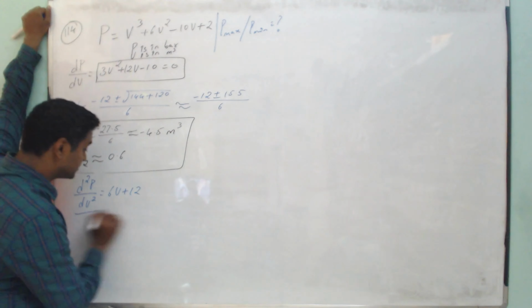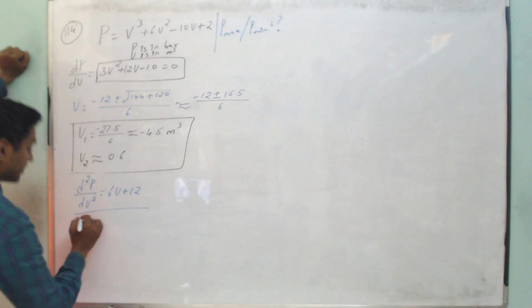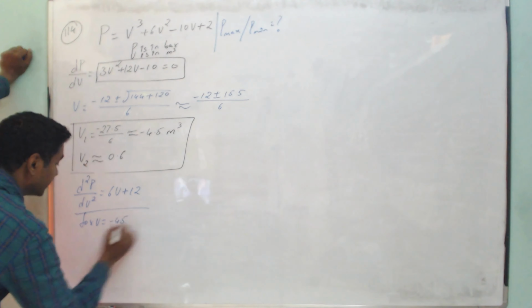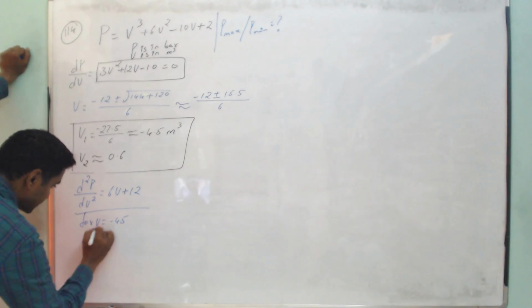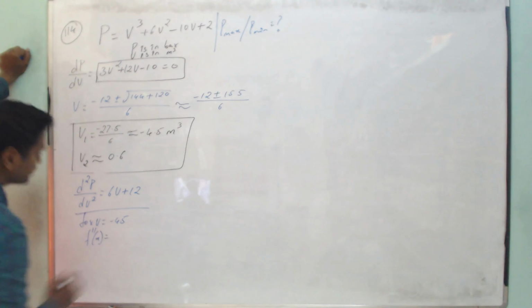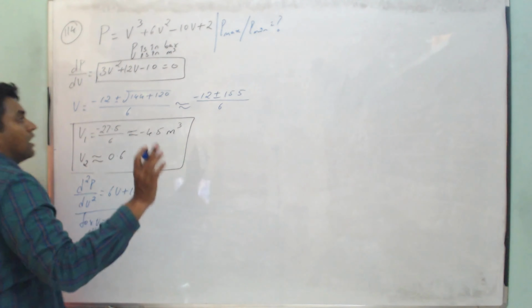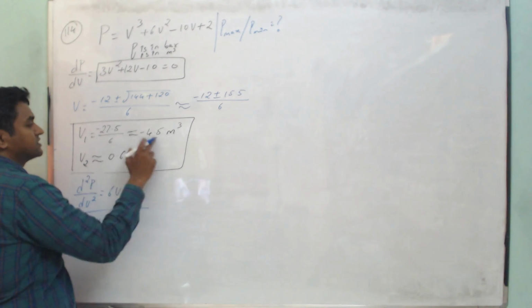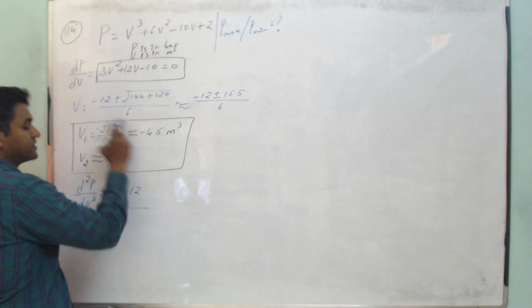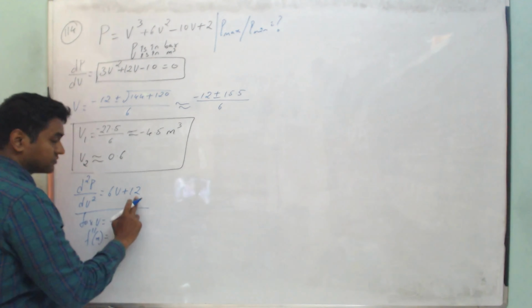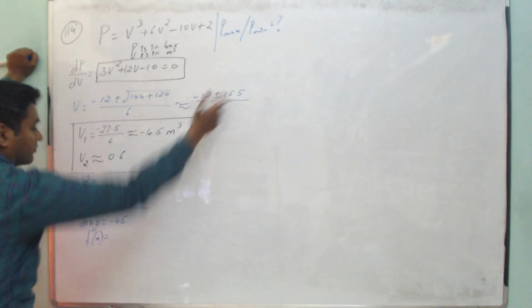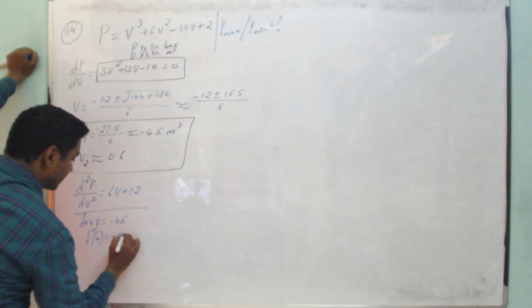Now, to know which is a maxima and which is a minima, what will I write? For V is equal to minus 4.5, what is my second differential? That is f double dash of x. Again, minus 4.5 into 6 is minus 27, plus 12, which is minus 15.